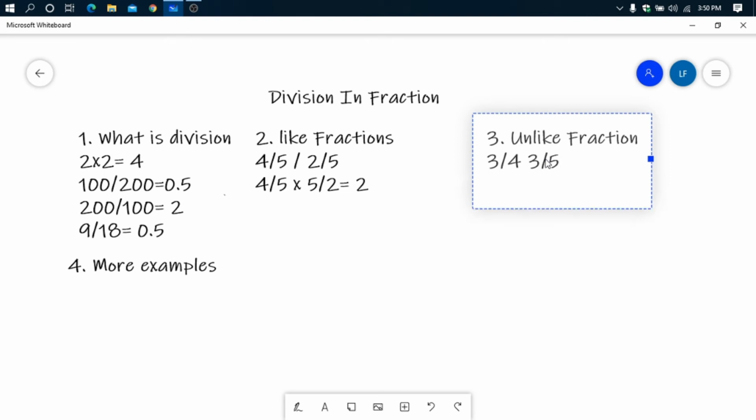Okay, so now that's out of the way. How can we divide this? It's basically the same thing. Let's take this example: 3 by 4 divided by 3 by 5. So we take the reciprocal. So 3 by 4 into 5 by 3. So we can cancel the 3's out, and the answer will equal 5 by 4.